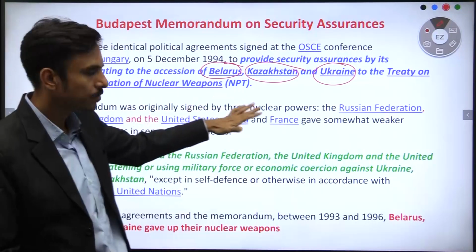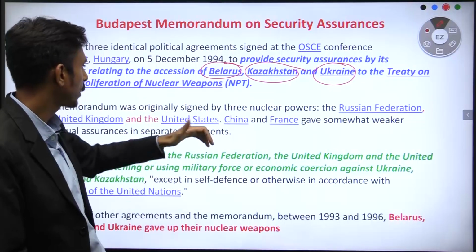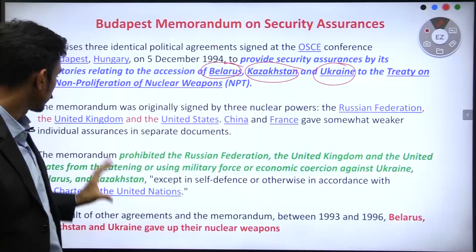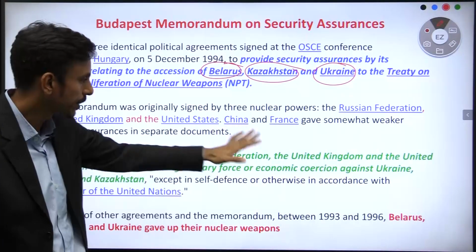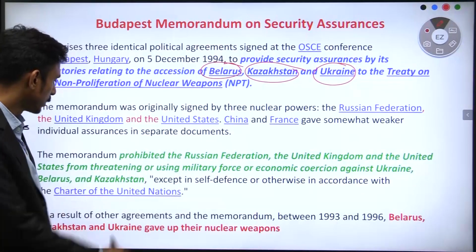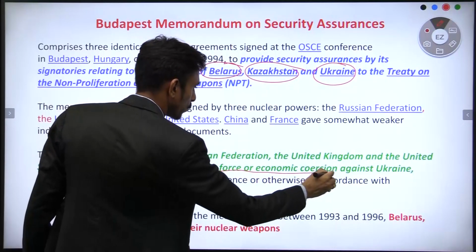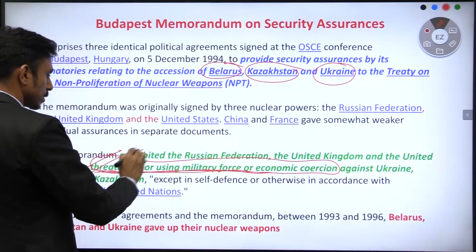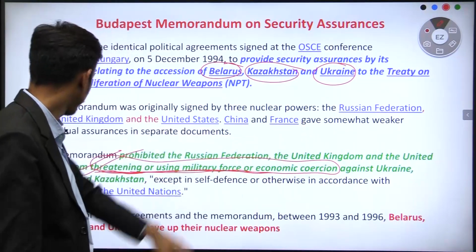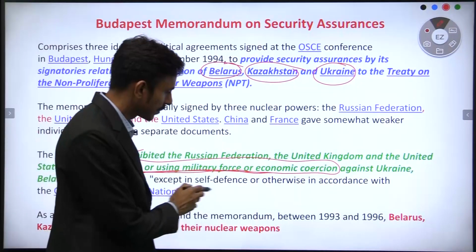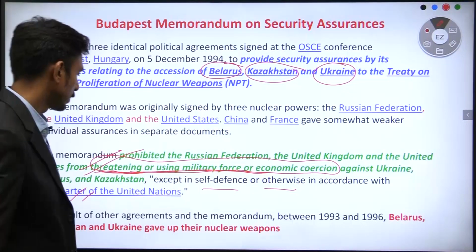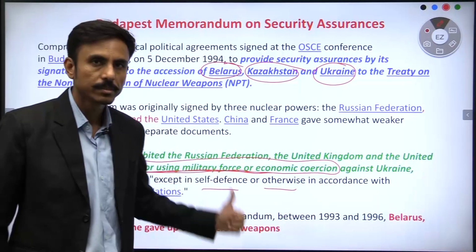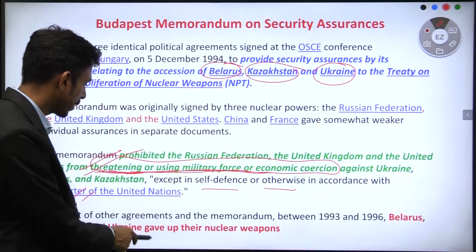So the memorandum was originally signed by the 3 nuclear powers, the Russian Federation, UK and America, and China and France gave somewhat weaker individual assurances in separate documents. The memorandum prohibited the Russian Federation, the UK and the United States from threatening or using military force or economic coercion against Ukraine. That means the US, UK and Russia would never use military force or economic coercion against Ukraine, Belarus and Kazakhstan, except in self-defense or otherwise in accordance with the Charter of the United Nations. And as a result of these agreements, between 1993 and 1996, these 3 countries, that is Belarus, Kazakhstan and Ukraine, gave up their nuclear weapons.